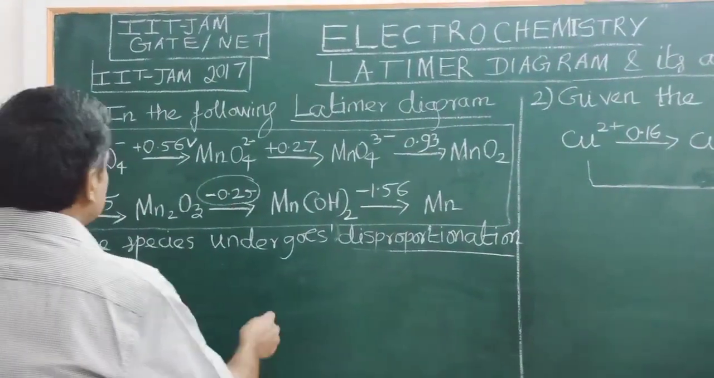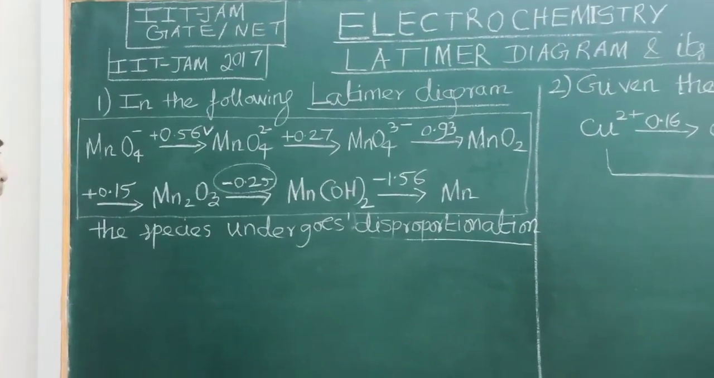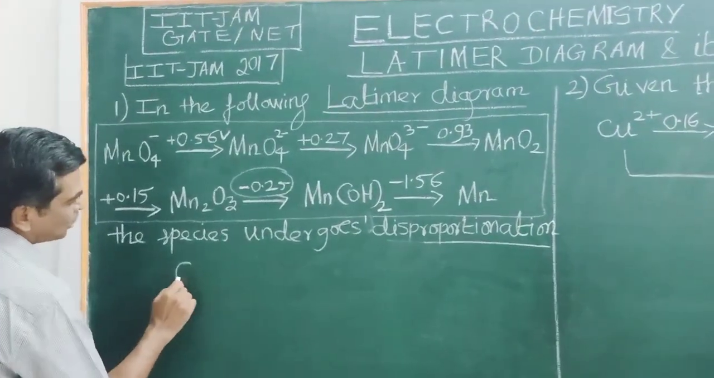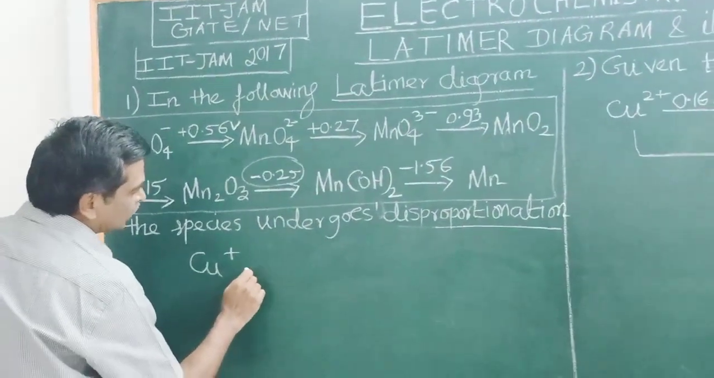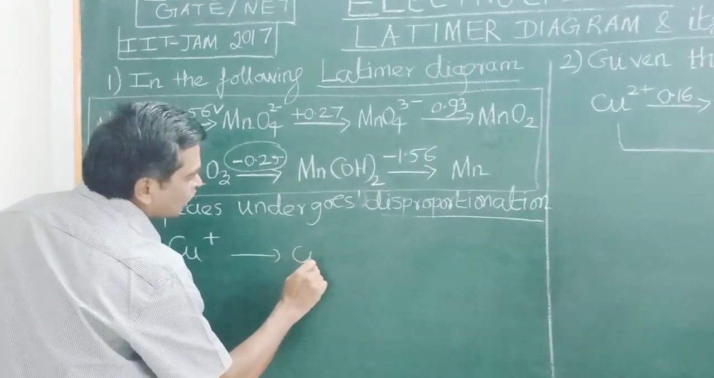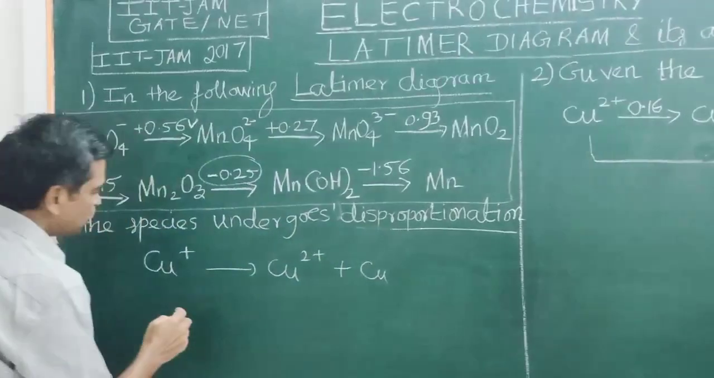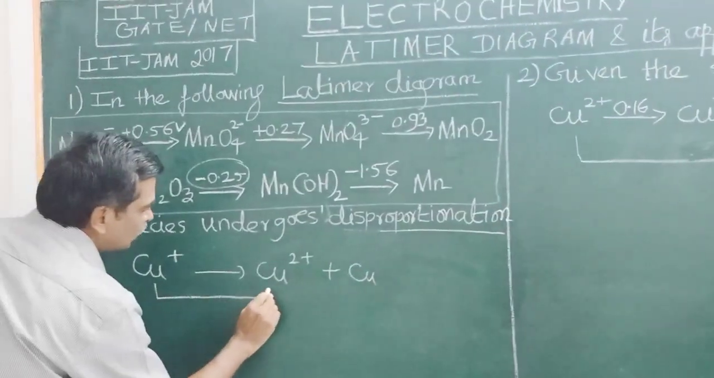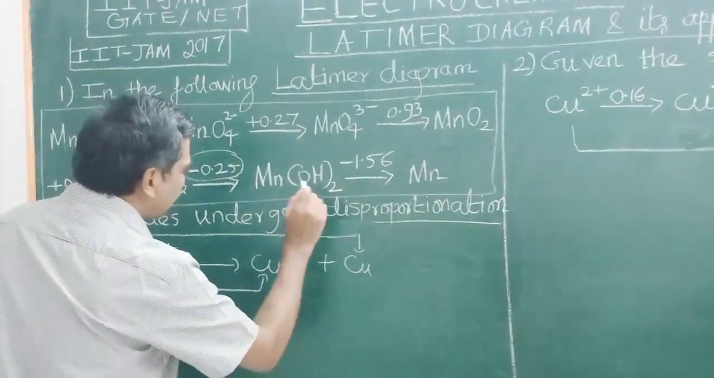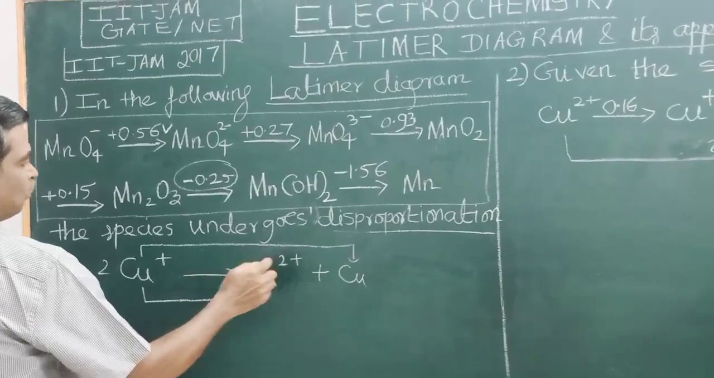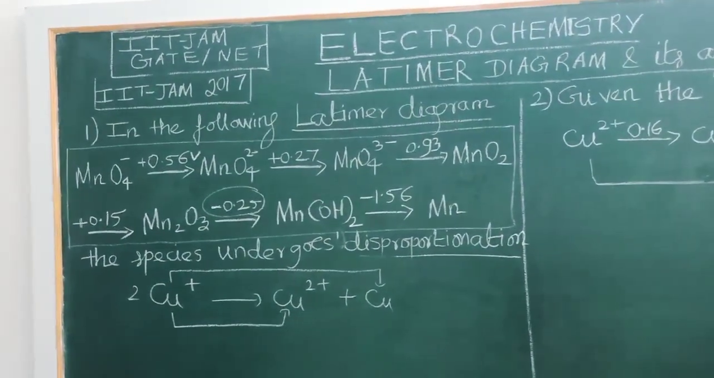Which species undergoes disproportionation? What is disproportionation? You have studied it. For example, copper plus is oxidized to copper 2 plus, and another is reduced to copper. One of the coppers is oxidized and the other copper is reduced, so you will have a balanced reaction. This is called a disproportionation reaction. One of them is oxidized, one of them is reduced.